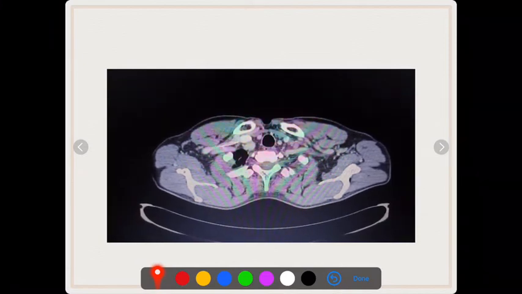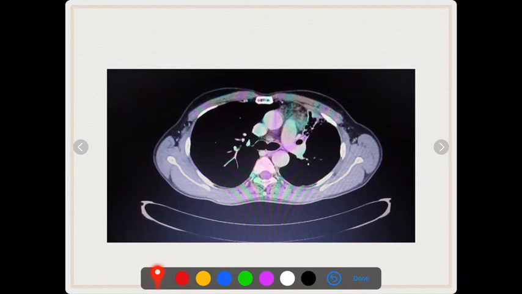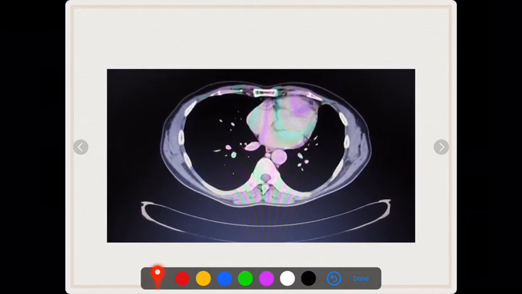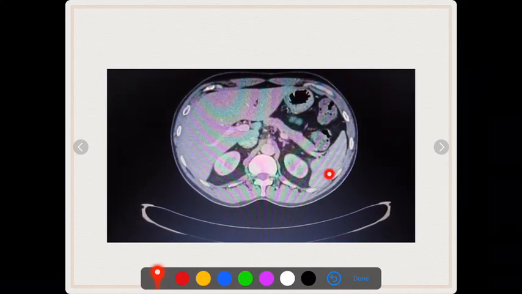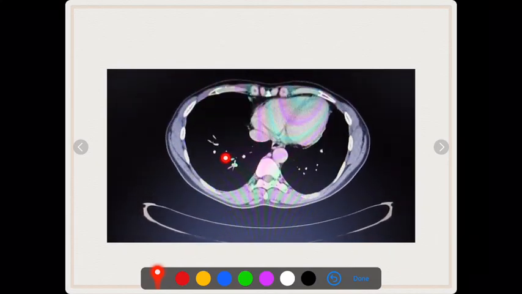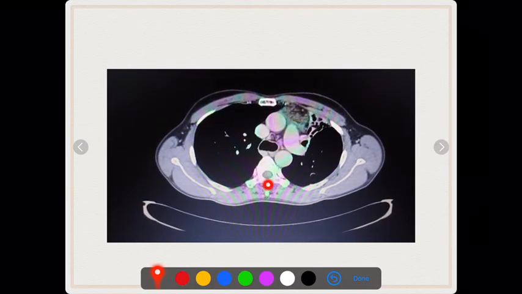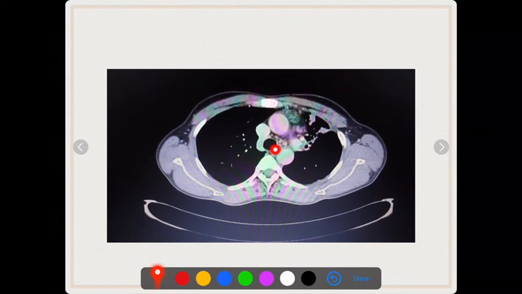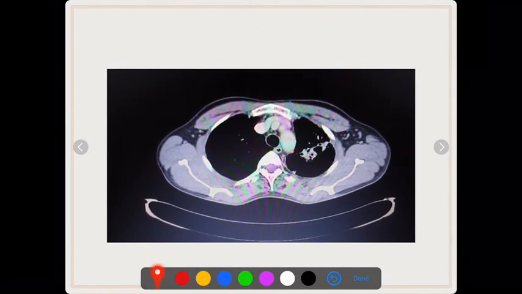A CT scan is interpreted in such a way that the patient is in supine position and we are viewing the patient from the foot end. So what you are seeing on this side is the left side of the patient. Obviously there is the spleen, and this is the right side of the patient having the liver. You can see clearly here the right and the left bronchus joining to form the trachea.